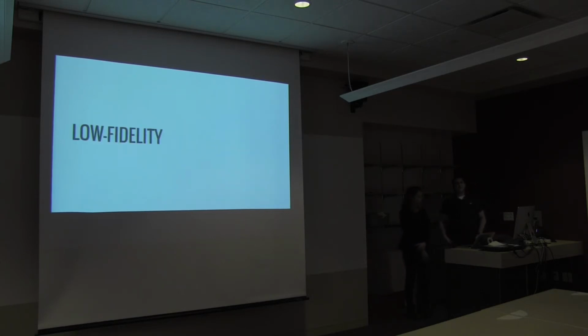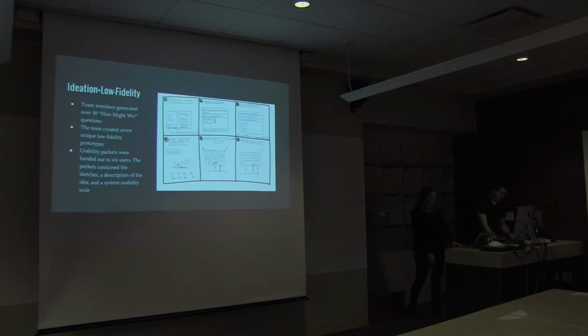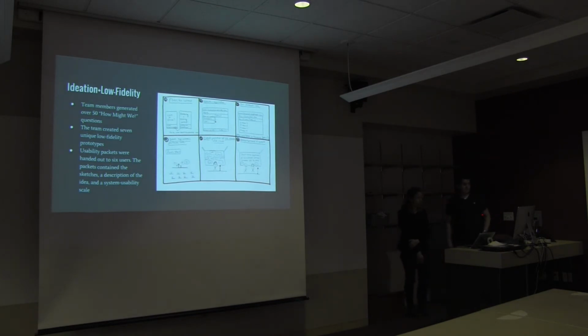So Conversation Circle is the culmination of findings from both low fidelity testing and medium fidelity testing. Our low fidelity testing started with our team generating 50 how might we questions and then creating 7 unique low fidelity sketches. We used usability packets to hand out to 6 users for testing. These packets include a description of each of the prototypes as well as a system usability scale to evaluate what ideas users like or dislike.